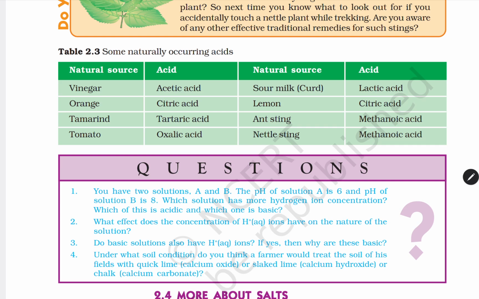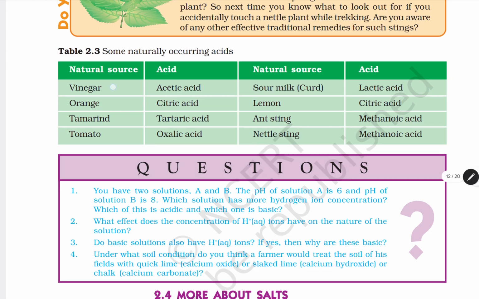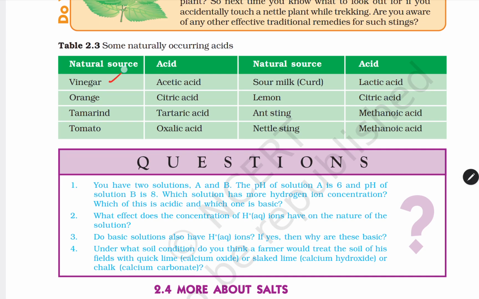It is a natural defense mechanism given by God to this particular plant. Here is another interesting aspect: common naturally occurring acids are given here. You can observe vinegar, right? What is this vinegar? CH3COOH. It is known as acetic acid, right? And its uses are in food preservation and cooking. Coming to lemon, orange, citrus fruits, in that you will find citric acid. Why do we use lemon, orange, citrus fruits? They add a sour taste, used in food and medicine also.